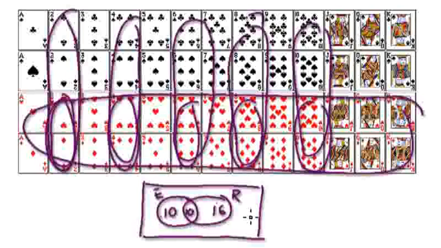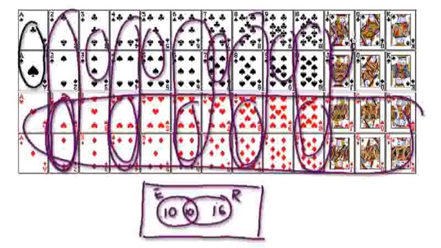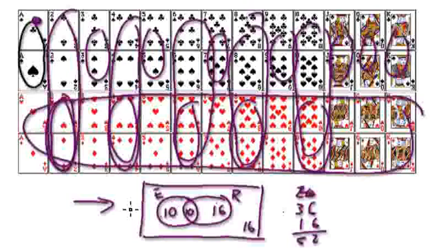So your Venn diagram looks like this, but don't forget there are some which are not red and not even. So here, 2, 4, 6, 8, 10, 12, 14, 16. There are 16 that are not red and not even. For example, the ace here is not even and it's not red. Let's check that the whole population adds up to 52. 10 plus 10 is 20, plus 16 is 36, plus another 16 is 52. So this is our finished Venn diagram.